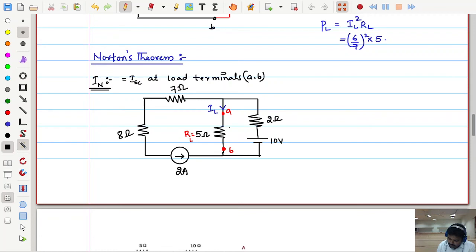Now what shall I do? I should remove the load first. Then I will connect a short circuit over here. As of now, let me remove the load current etc.; later I will add it. So now the current flowing through this wire is the short circuit current, which is equal to Norton's current. This we need to determine.